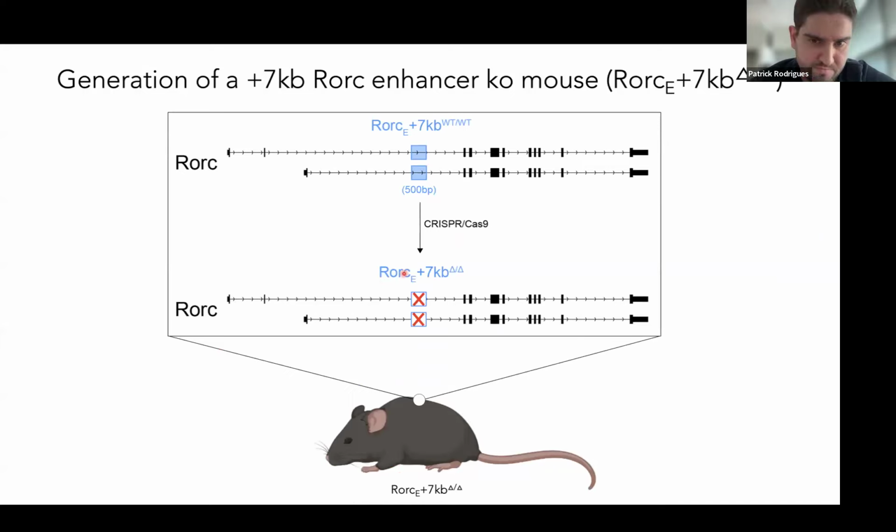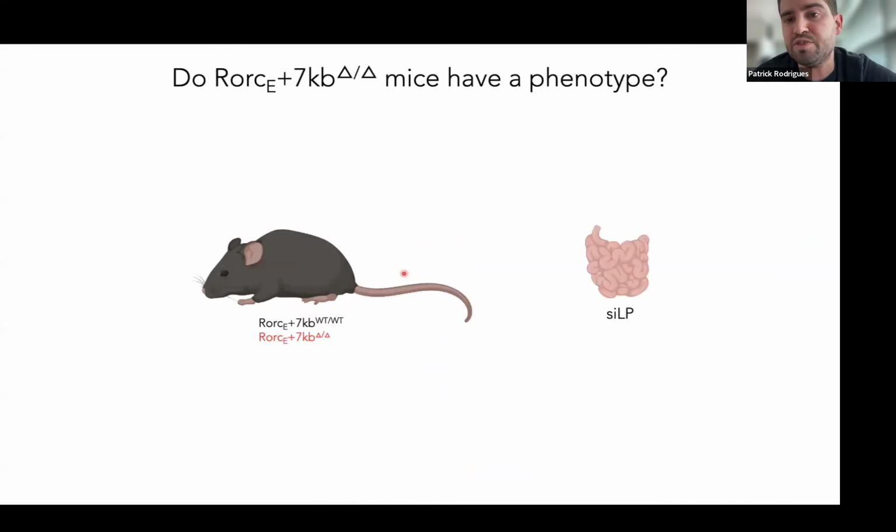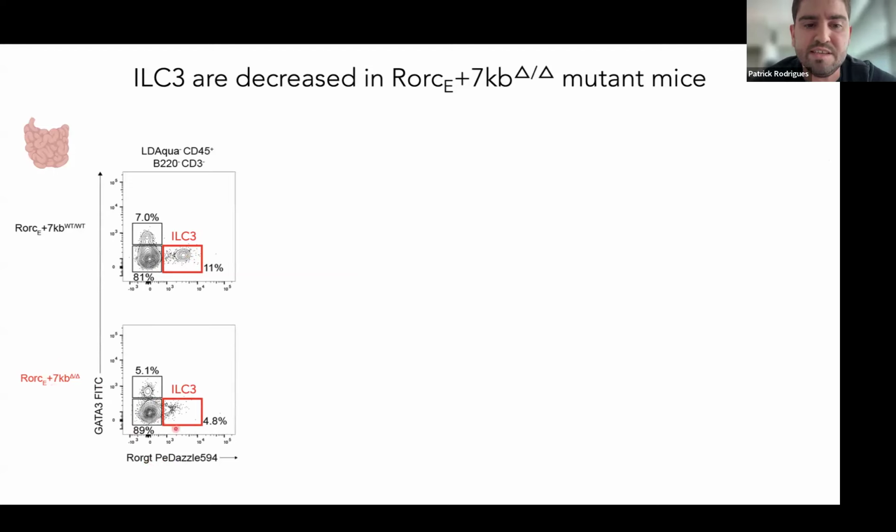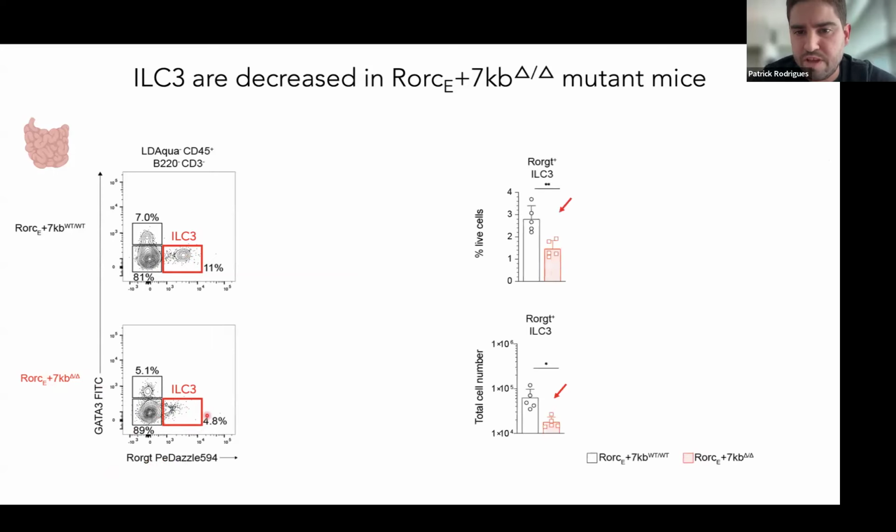When we had backcrossed this enhancer knockout to homozygosity, the first thing we did was to investigate whether we had a phenotype in the ILC3 compartment in the small intestine lamina propria. What you can see here in the wild-type littermate control is a very nice population of ILC3s, which is identified by the expression of Rorgt. However, if we have a look at our +7 kb enhancer knockout, you can clearly see that the ILC3 compartment is highly reduced. We also assessed that by frequency as well as total cell number, and you can clearly detect that the ILC3 compartment is affected in the small intestine lamina propria.